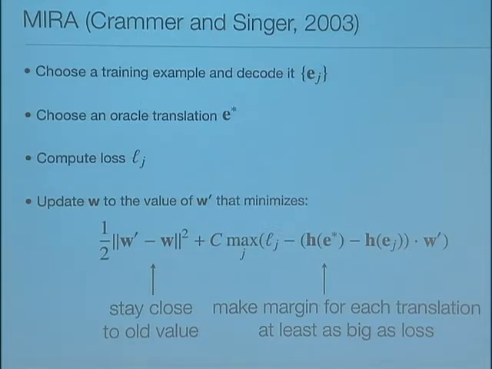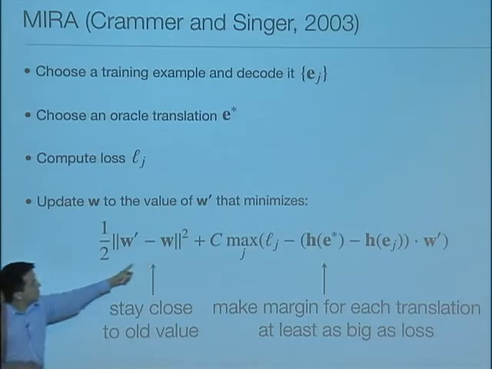We choose one of them to be like the gold translation. We pretend that that's the correct translation. We call that E star. Then we calculate the loss of each of the EJ, so this is how much worse each EJ is than E star. And then we perform an update on the weight vector W. The update is the minimizer of this objective function.